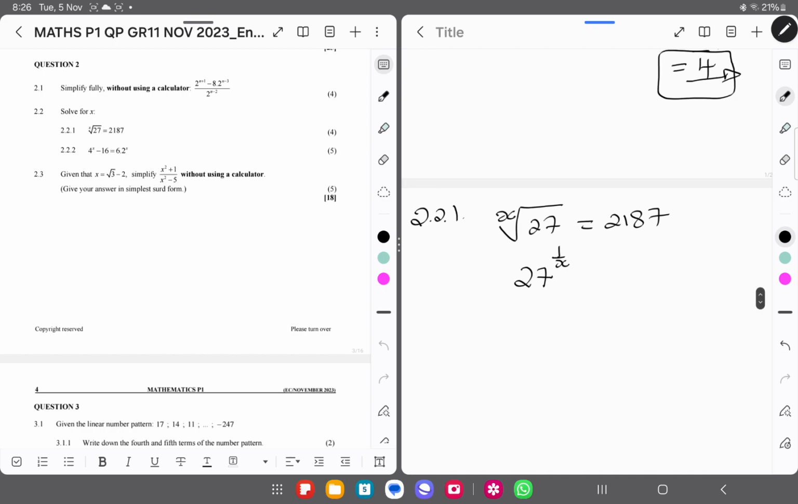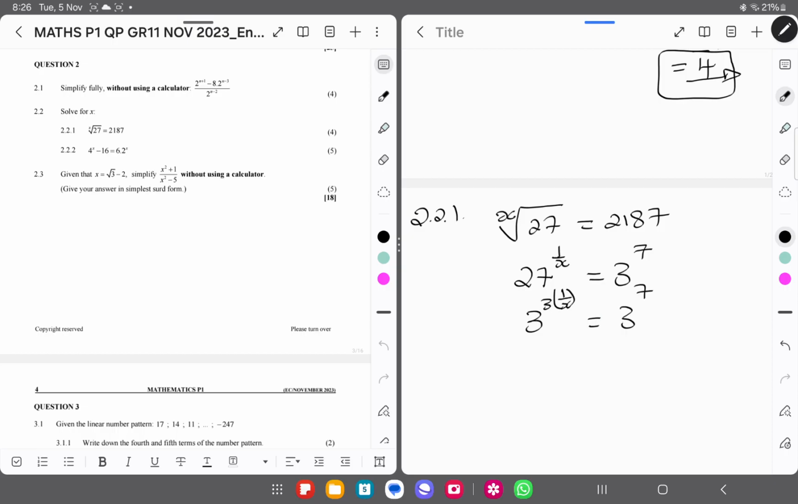So there I will have x to the exponent inside, it's 1, and then 2187. 2187 equals, using the shift factor, 3 to the exponent 7. Then change the 27 to 3 cubed. So 3 to the 1 over x equals 3 to the 7.